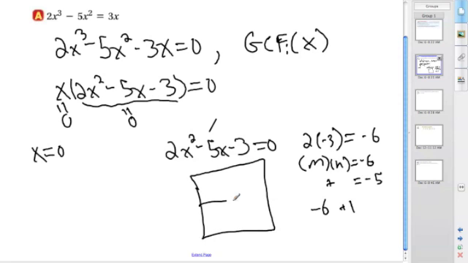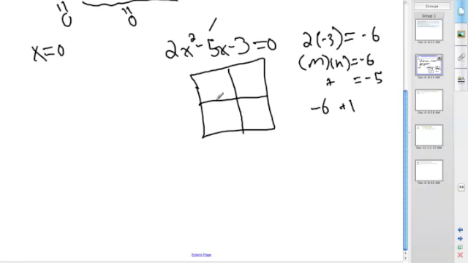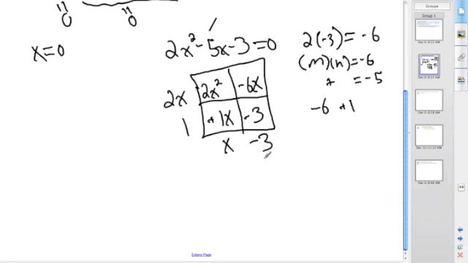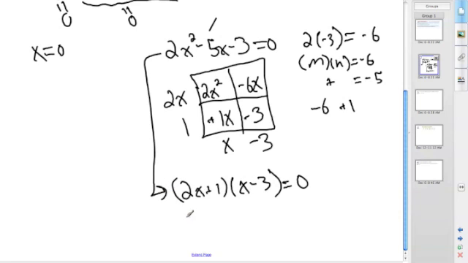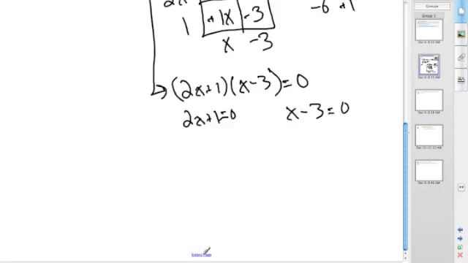So using our box method and factoring, we have 2x squared minus 6x plus 1x minus 3. Factoring going across, we have just 1. Factoring going across, we have 2x. Factoring going down, we have x. Factoring going down, we have negative 3. So we have 2x plus 1 times x minus 3 equals 0. So we factored. Now we set 2x plus 1 equal to 0, x minus 3 equal to 0, and solve. So we have 2x equals negative 1, x equals negative half, and here x equals 3.